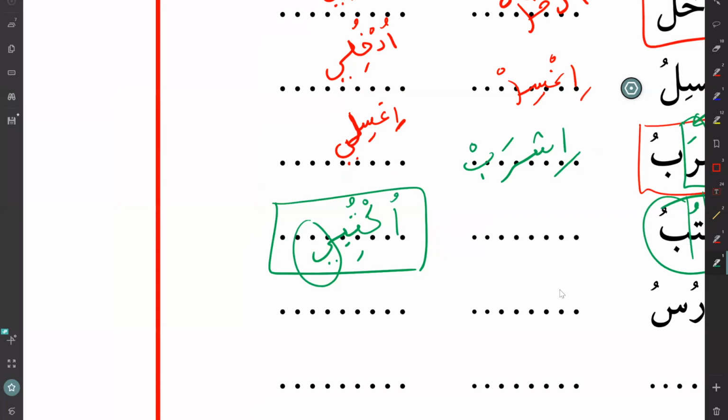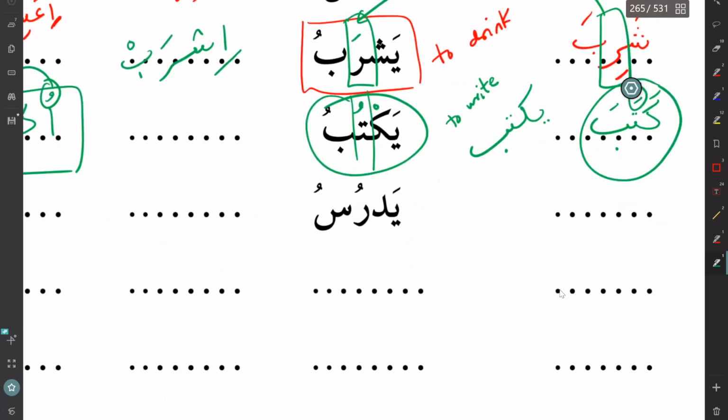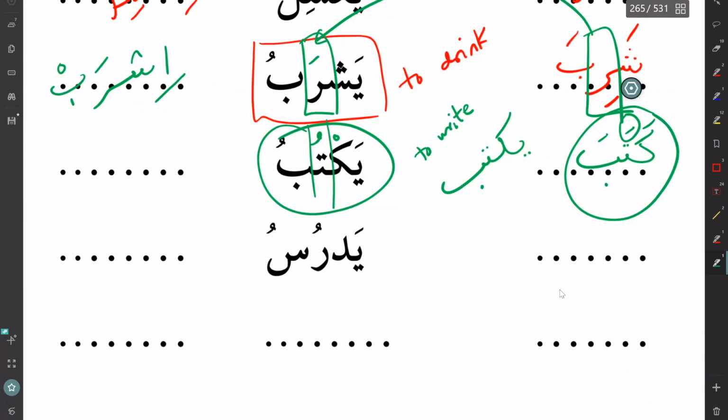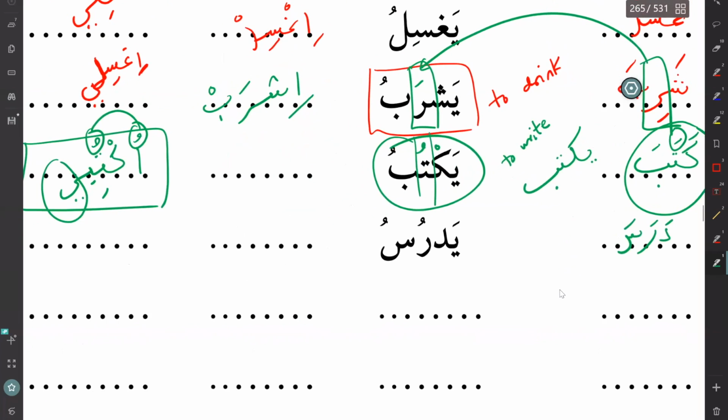Excellent. Number two is this dhamma. These are the few things that you have to be aware of. So we have yadrusu, and the present tense is darasa, right? Darasa, yadrusu, udrus, udrusi.